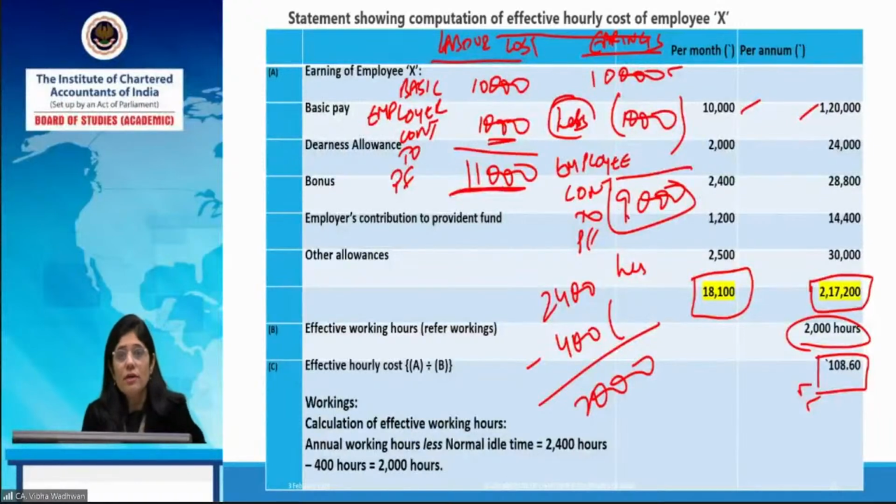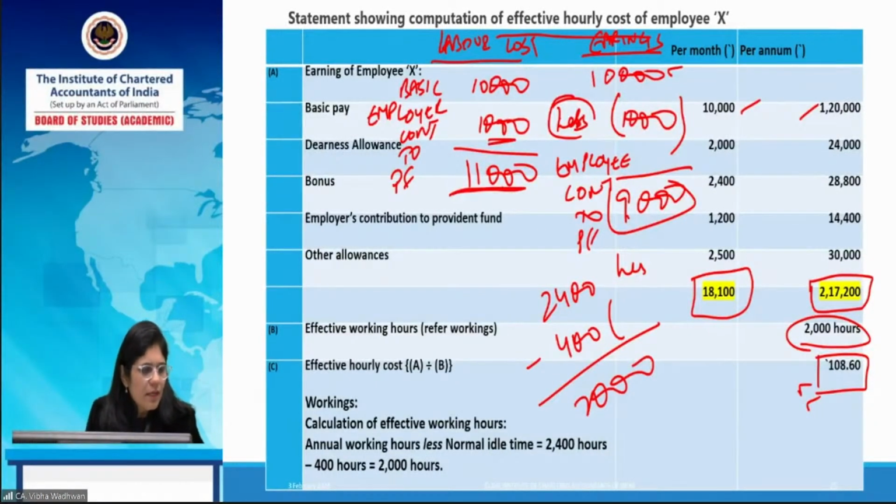So you have to be very careful about what is asked in the question, and that is the mistake which students make. When we are calculating employee cost, the labor cost, the employer contribution will be added. But when we are calculating what the employee will receive as earnings, the employee contribution will be deducted. So this is the difference between the two. I hope you have understood now.